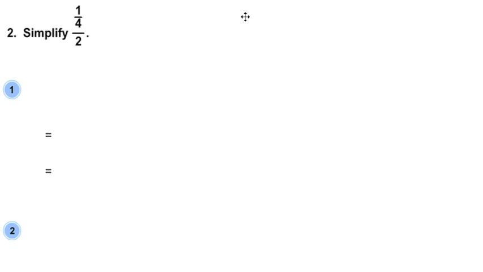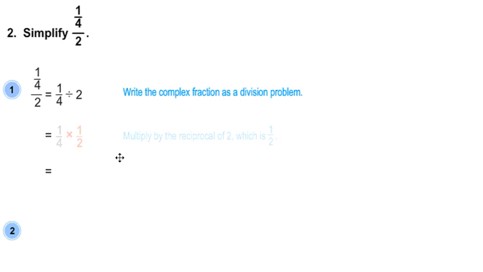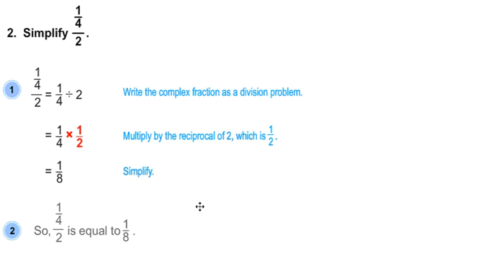Example 2, 1/4 over 2. So we're going to write 1/4 over 2 as 1/4 divided by 2. Now we can multiply by the reciprocal, so 1/4 stays the same, division turns into multiplication, and the reciprocal of 2 is 1/2. Now I can simplify by multiplying, so 1/4 times 1/2 equals 1/8. So 1/4 over 2 is equal to 1/8.